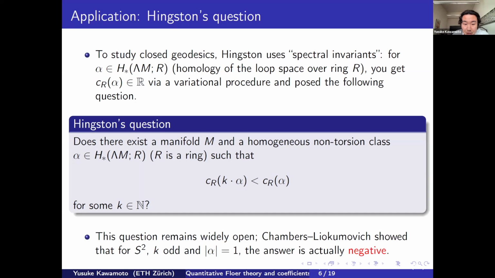And this original question of Nancy Hingston remains widely open. The only progress I think made in this direction is a result due to Chambers and Ljokumovic. It's a pretty recent work which is for F2, and they basically say that this cannot happen under some condition. So the condition is written over there.